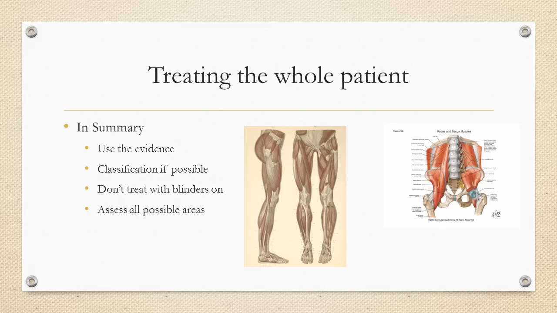So overall, in summary, when looking at the lumbar spine and, in a sense, the lumbopelvic girdle, look at the evidence and see what's out there. We've got a multitude of clinical prediction rules. We've got treatment-based classifications. There are test item clusters. It's important to use the evidence and classify your patient if possible, because we know that if we can match our patient to a particular classification, the outcomes have been demonstrated to be more significant.